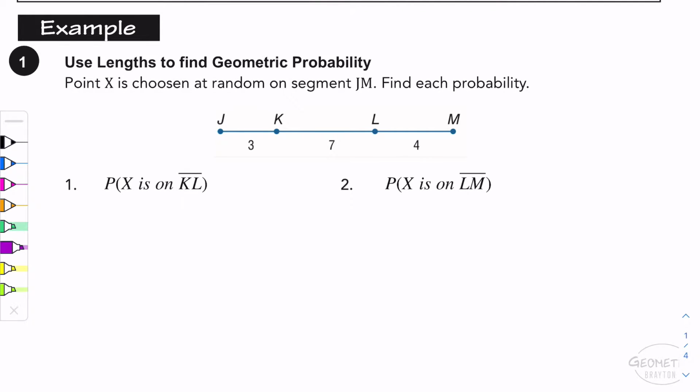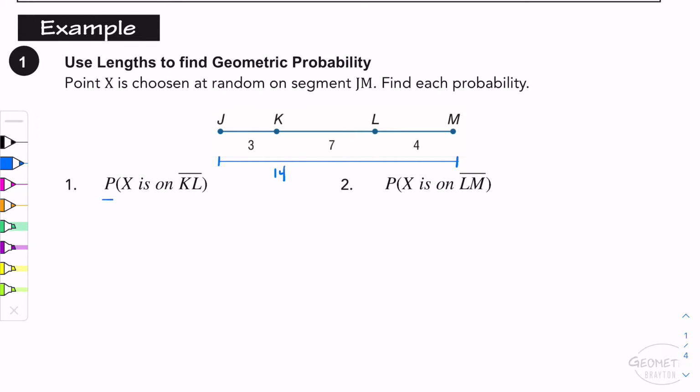The first example set uses this segment here. You can see that you have smaller segment lengths of JK, which is 3, KL, which is 7, and LM, which is 4. This gives us the total length of the entire segment of 14 when we add up those three numbers.